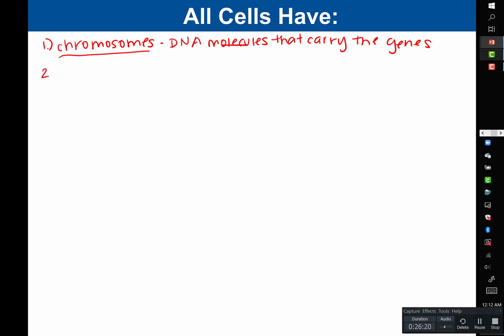Next, do all cells have a nucleus? Nope. No, not all cells have a nucleus. Remember, we talked about prokaryotic cells do not have a nucleus, so we can't say all cells have a nucleus. Do all cells have a cell wall? Answer is no. All cells do not have a cell wall. Animal cells lack cell walls. Protists can lack cell walls. So we can't say cell walls, but we can say cell membranes.